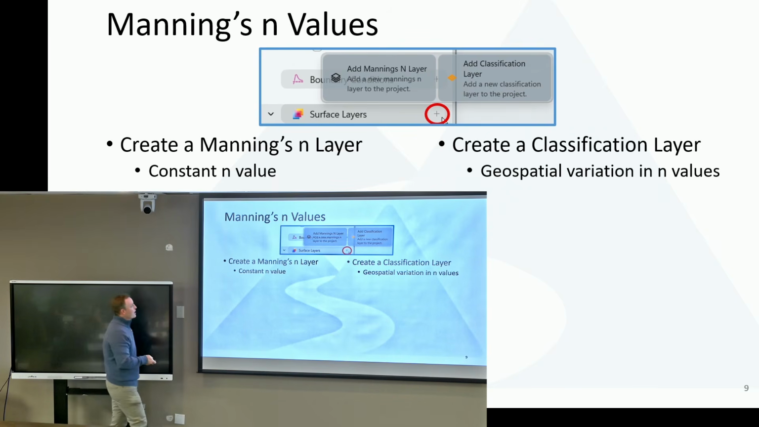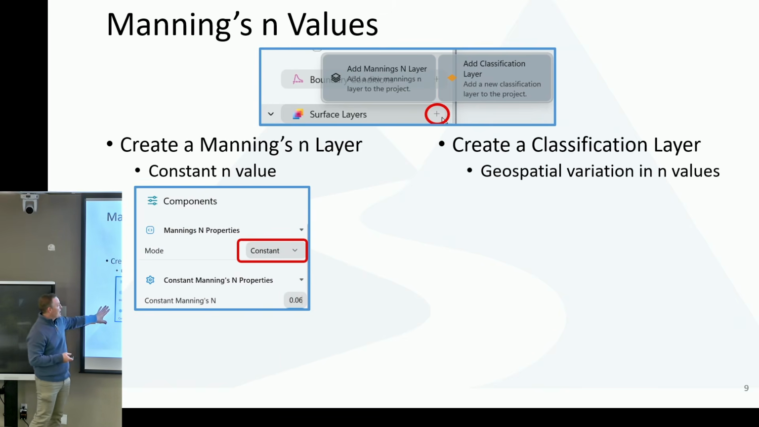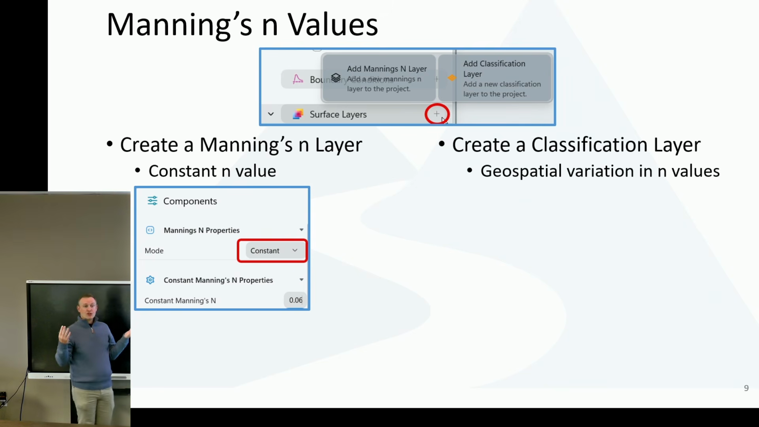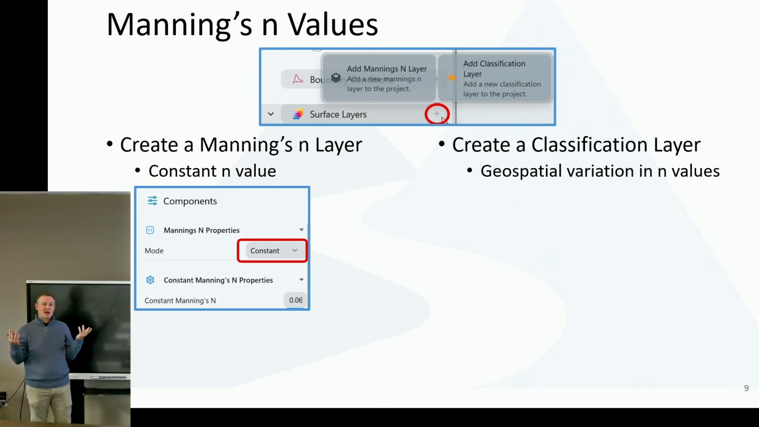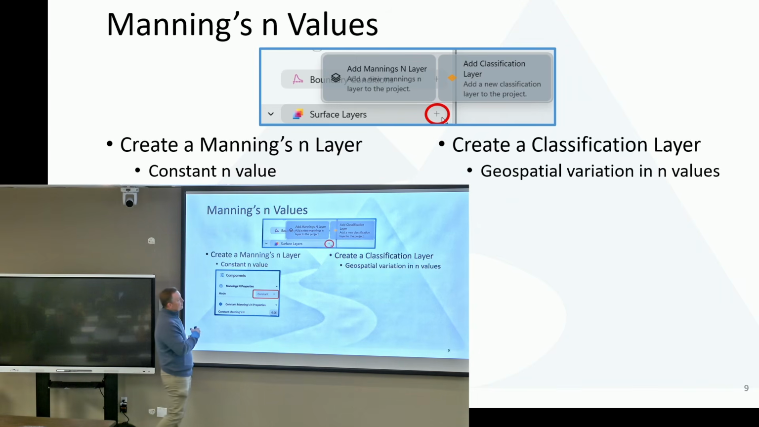Okay, so the easy way is just to add a Manning's layer. So you just click the left button there, and it'll create a layer for you. And you can come in and just choose a constant value. It'll look geospatial. A surface actually gets created, and you'll see a big yellow blob because the default value is 0.06, and the default color for 0.06 is yellow. So turn that on. If you see a big yellow blob, that means you have something, and those are your values. The other way to do that is to create a classification layer first.